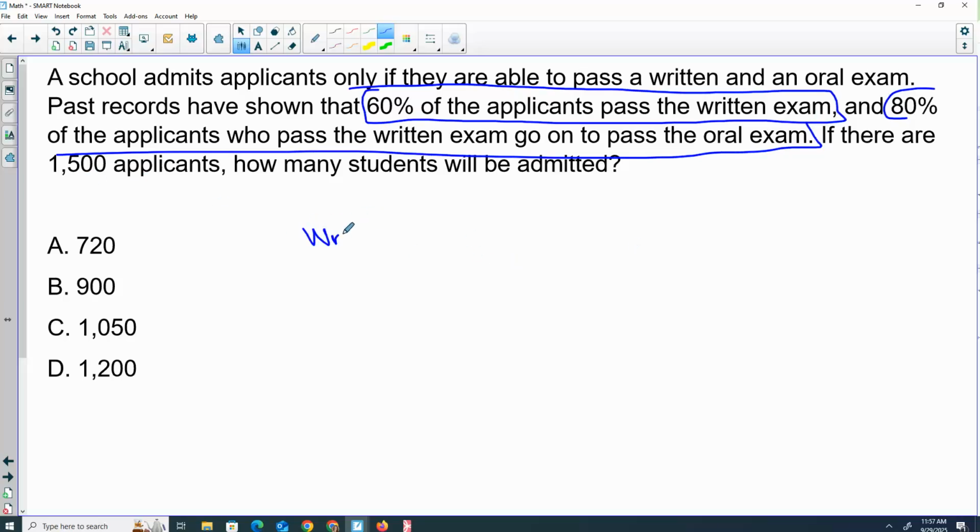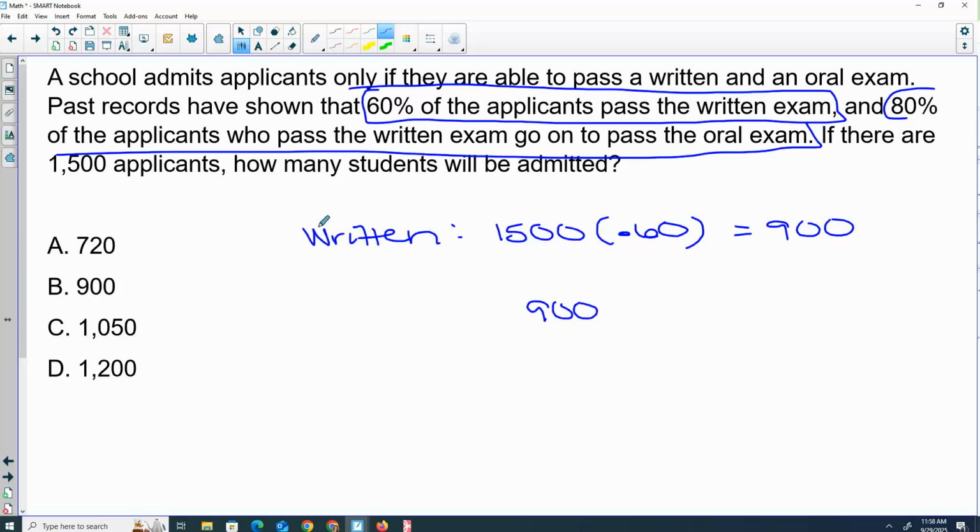So first, let's figure out how many will pass the written. There are 1,500. How many of them pass the written? So 1,500 times 0.6 tells me 900 will pass that written exam. Then it said, of those who pass the written exam, so I'm talking about those 900, there is an 80% chance they pass the oral exam. So I have to take my answer times 0.8, and we get 720.